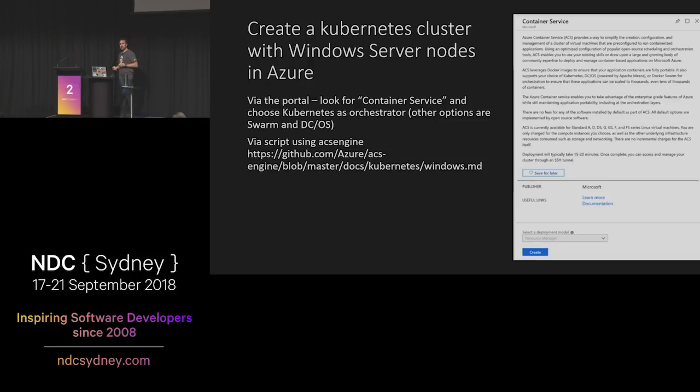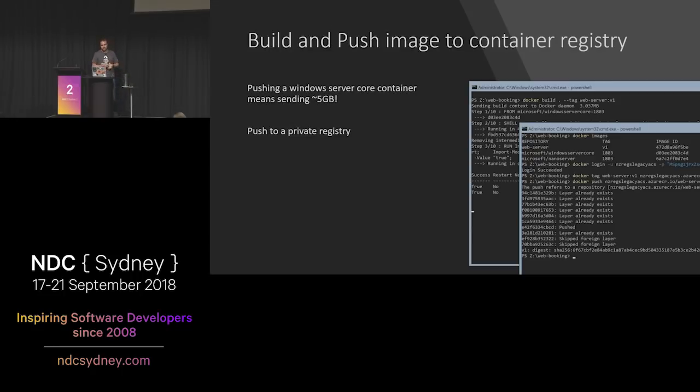So for now, you can spin one up using ACS engine. When we've built that Docker file before, we've built an image, we're running it on a machine. In order to get that into Kubernetes and running, Kubernetes has to be able to access that image. There are a few different ways that you can do this.